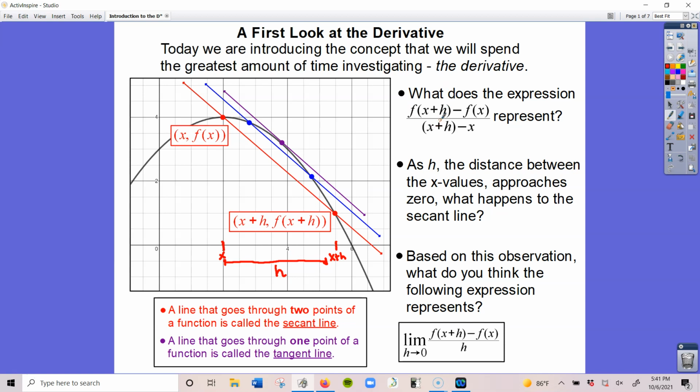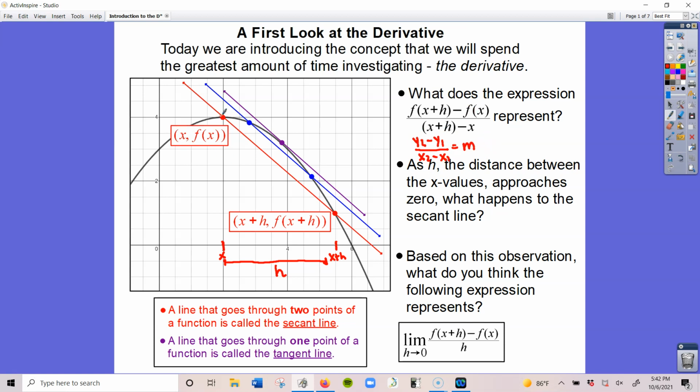So if we look at this first question, what does the expression f of x plus h minus f of x over x plus h minus x represent? Now, if we look at those points, we've used this formula many times before. You just may not recognize it. F of x plus h, that's a y value. And f of x is the other y value. So essentially what this is y2 minus y1 over, then x plus h is an x value, and x here is the other x value. So this would be x2 minus x1. So this is what we know as the slope formula.